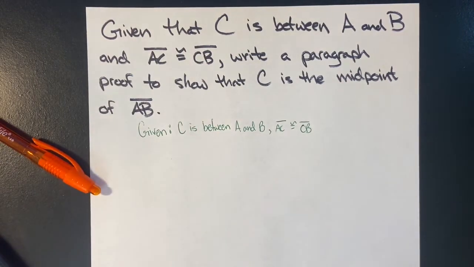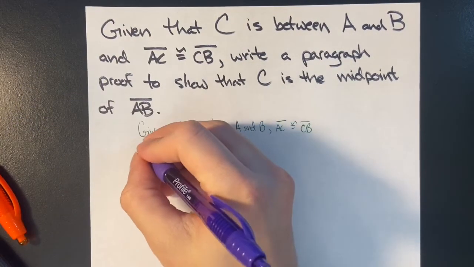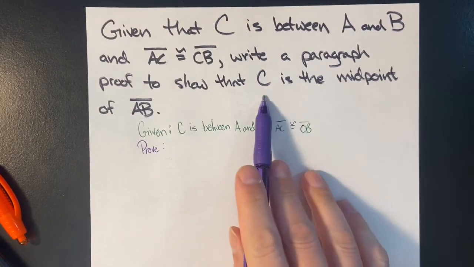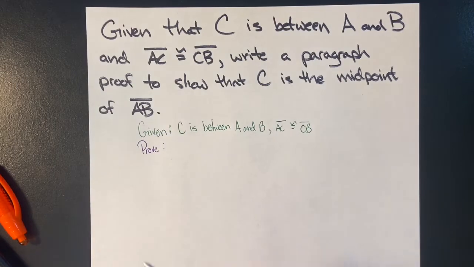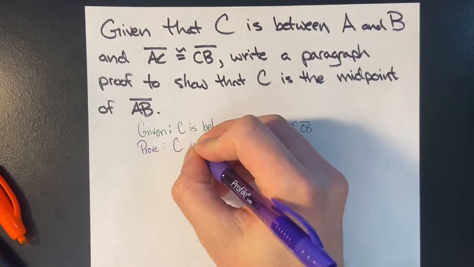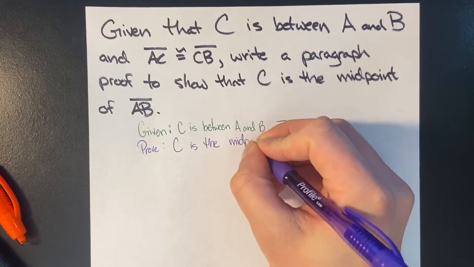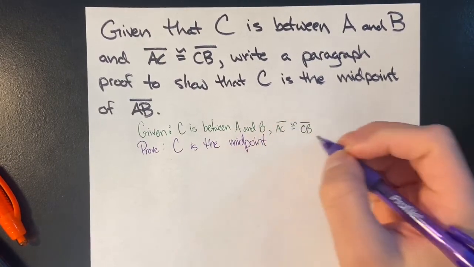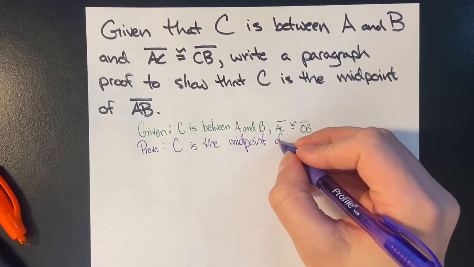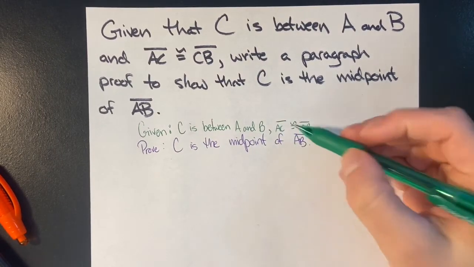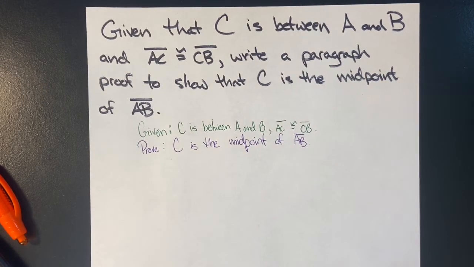Also, we write out what we're trying to prove. Prove: C is the midpoint of line segment AB. Okay, so we write out our given pretty much exactly as it's written to us. We write out our prove pretty much exactly how it's given to us.